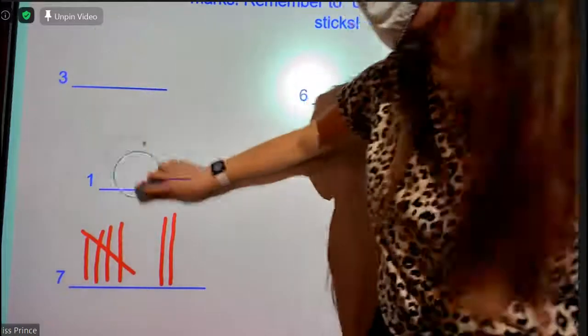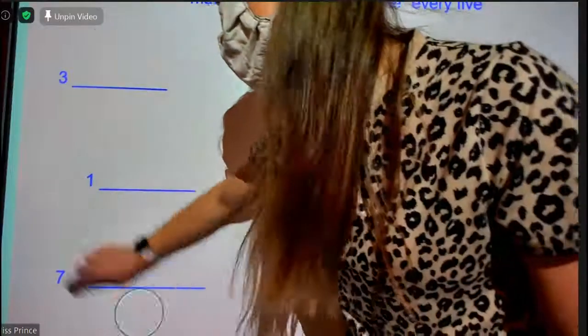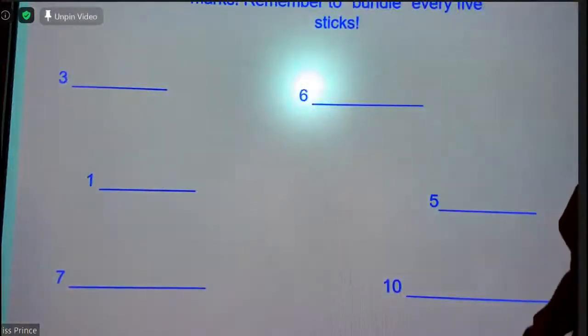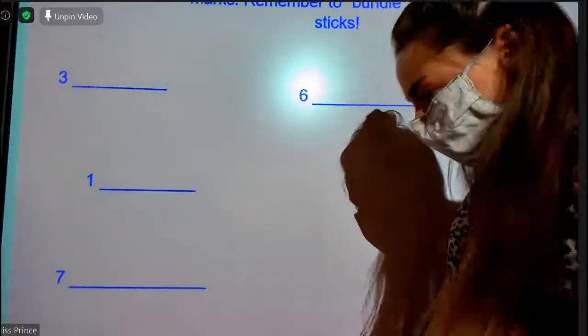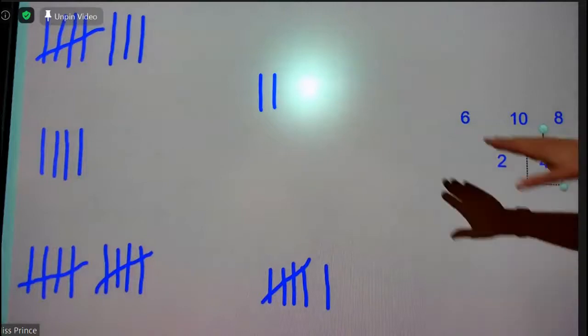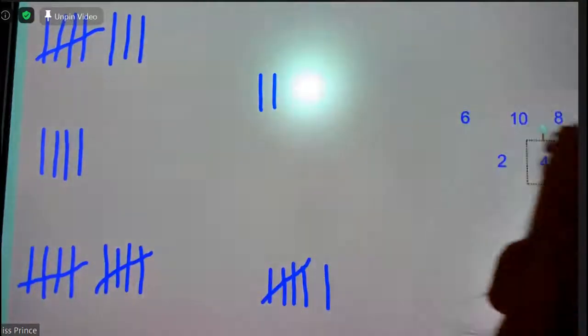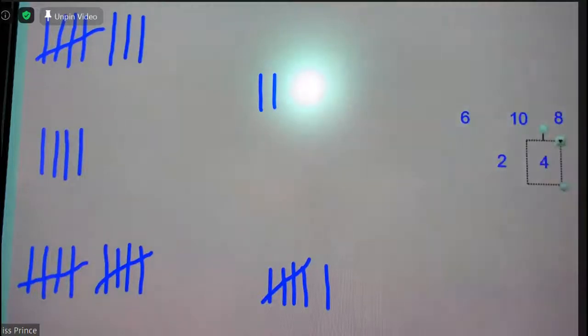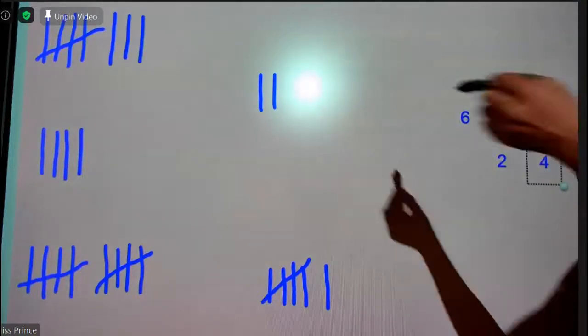Erase your board. We have one more activity, and then we have a read aloud. A read aloud in math. Here we go. We have to match the number to the bundle. Okay, here we go. Let's start with this one right here.